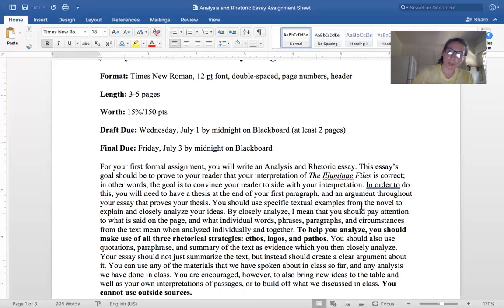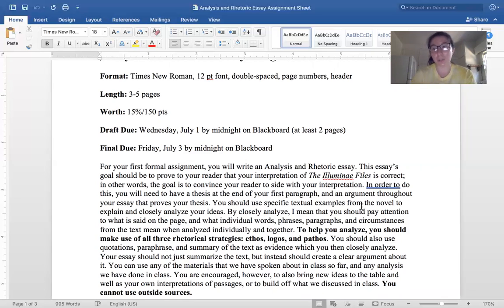It also just occurs to me right now that what I should tell you to do too, although I'm going to make sure that I write this out in the instructions, is that if you haven't already, make sure that you actually go into the Unit 1 folder and open up the assignment sheet and that you're following along. Okay, we're still on where the draft is due.